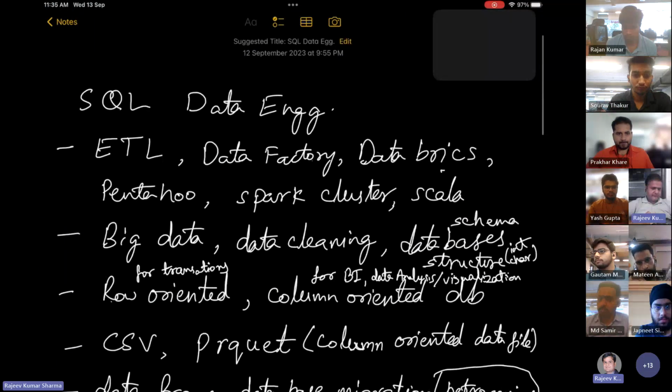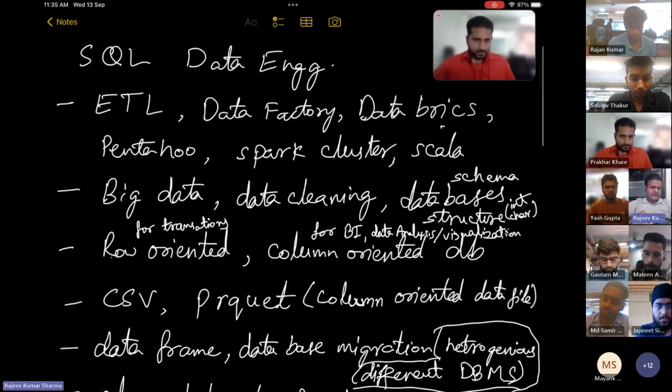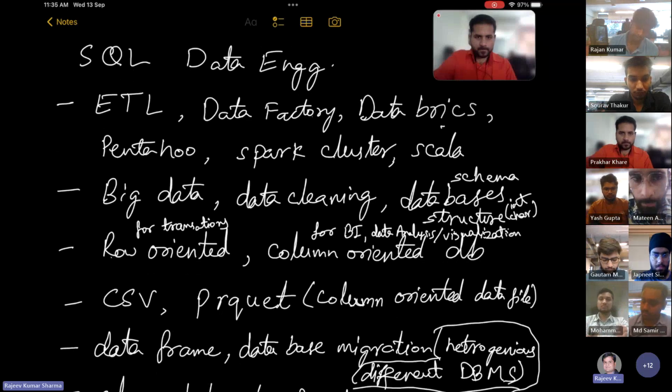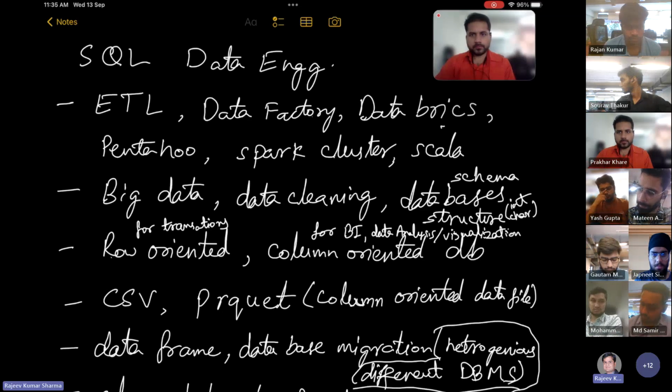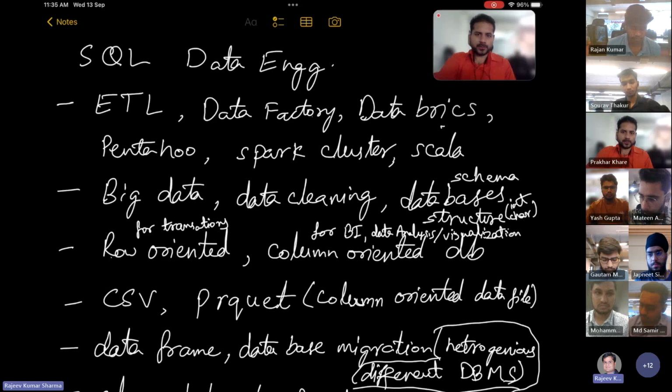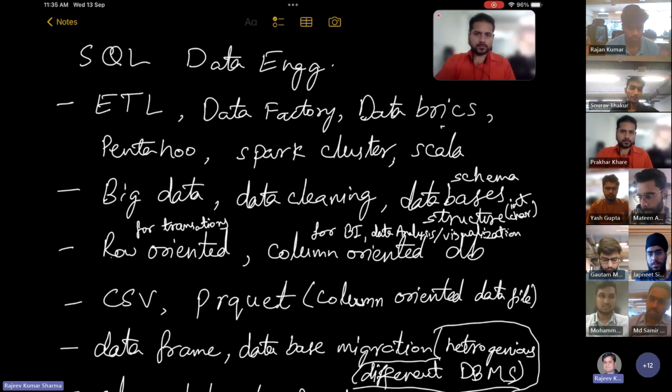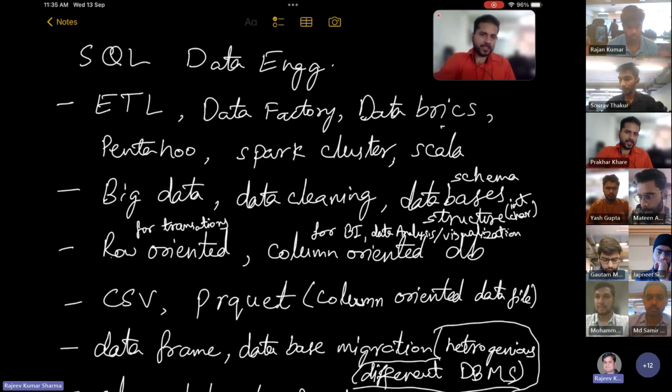Okay. Today we'll be going to cover the basics of data engineering. How many of you know the term data engineering and what data engineering relates to? Anyone from your side?